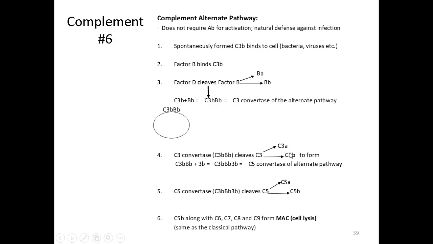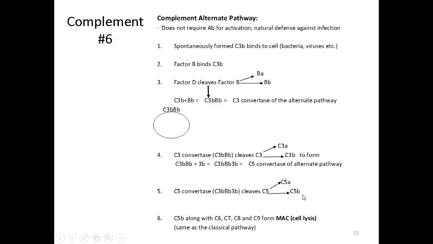And then it's going to take the 3b and add it to this original thing, okay? Similar to what is done in the classic pathway, okay? Components are different. We have C3b, big B, little b, 3b. That is the C5 convertase of the alternate pathway, okay? What is C5 convertase going to do? It's going to cleave C5. It may be composed of different pieces, but it has the same job. It's going to break C5 into A and B.